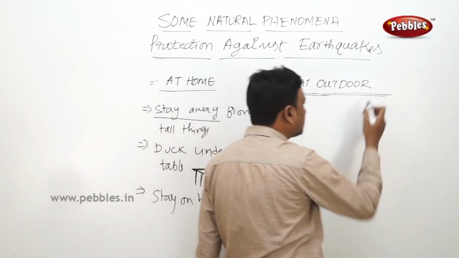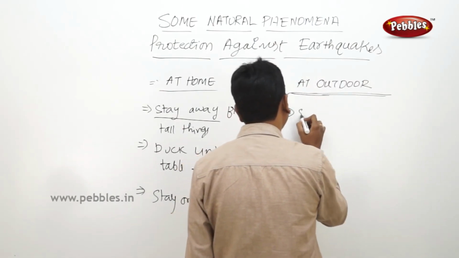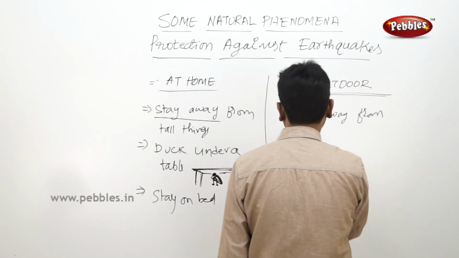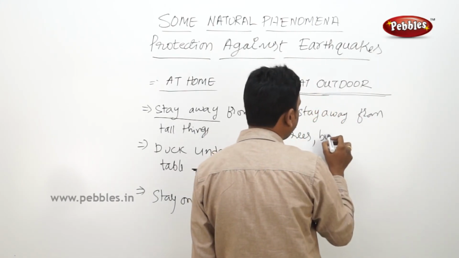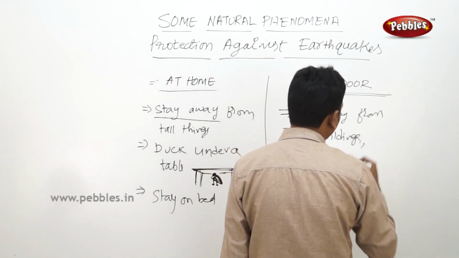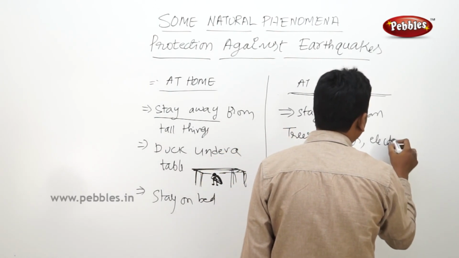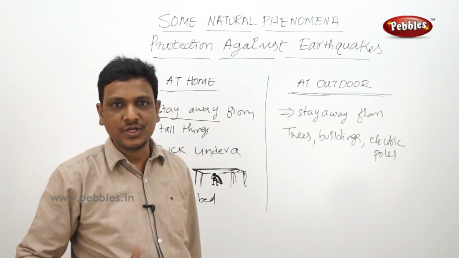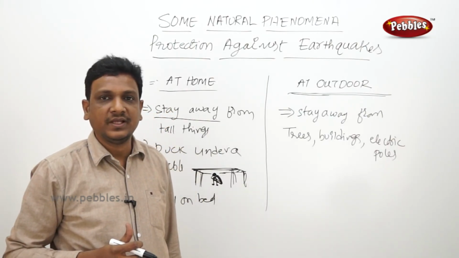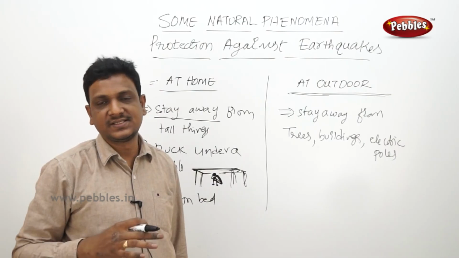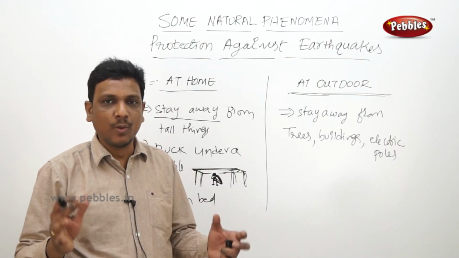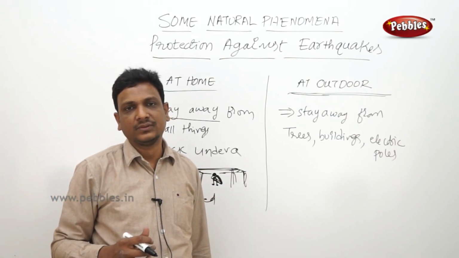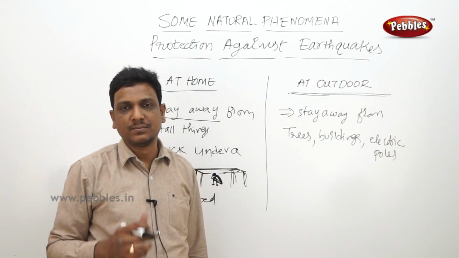If you are outdoors, stay away from what? From trees, buildings, and electric poles. Because the electric wires may get detached and may fall on you. You may get an electric shock. If there are any overhead poles, just stay away. Stand in an open, clear ground. Just sit, drop on the ground. So by that you will be protected.